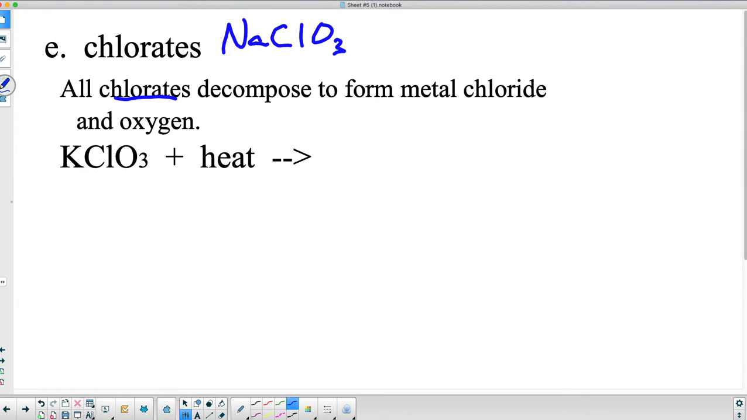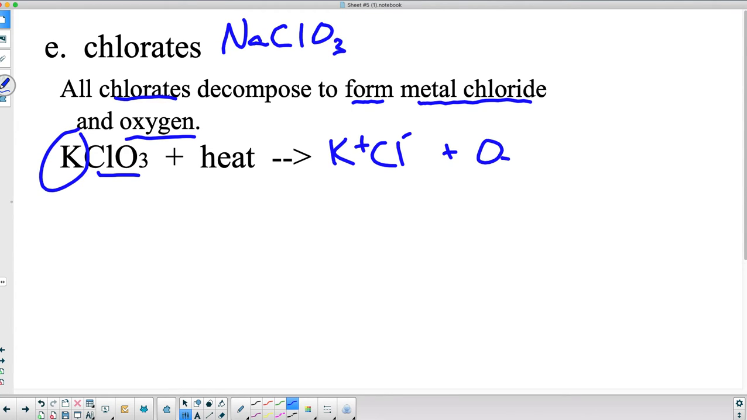Now the chlorate decomposition always decomposes in one way, to form the metal chloride and oxygen. So let's take a look at the metal chloride. The metal is always the first part, so K has a +1, Cl has a -1 because that's what the chloride is, and then plus O2. Remember, oxygen is always Brinkelhoff.